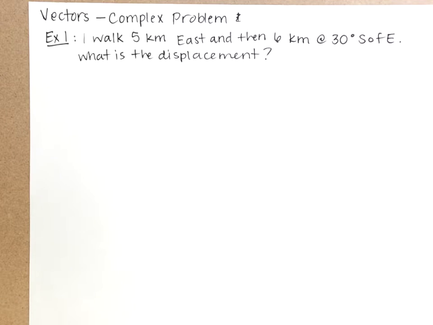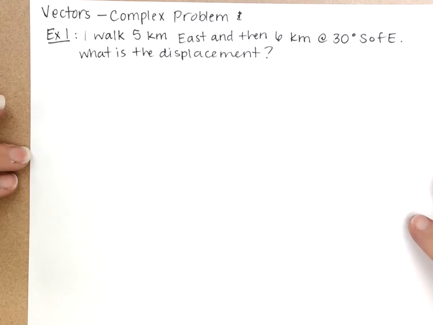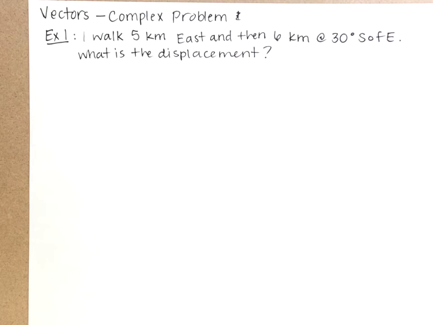Okay, for our first complex problem number 1, let's go ahead and read the question. So the example is, I walk 5 kilometers east and then 6 kilometers at 30 degrees south of east. What is the displacement? So the first thing I'm going to want to do is draw my two vectors.